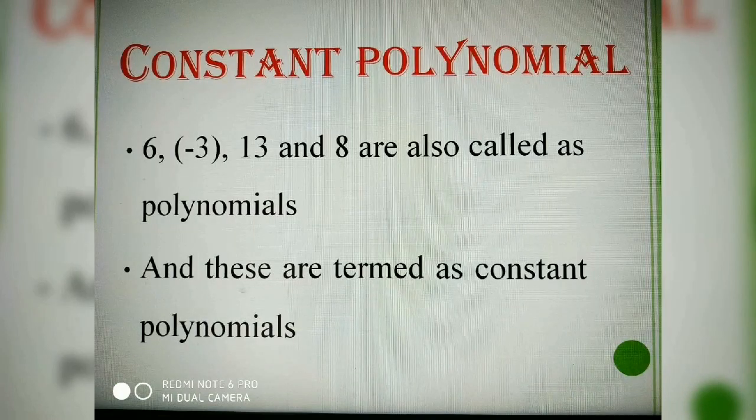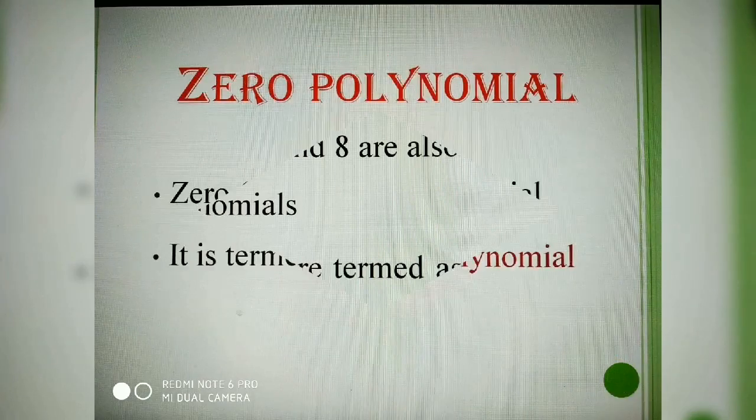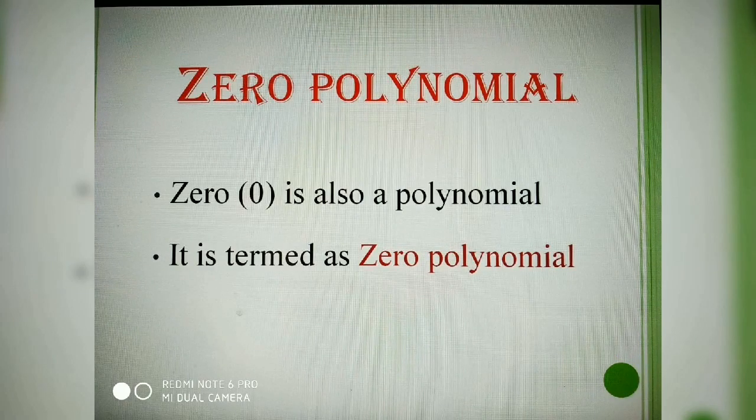What is a constant polynomial? 6, minus 3, 13, 8, any number is also called a polynomial, and these are termed constant polynomials. Then zero polynomial. The number 0 is also a polynomial. It is termed the zero polynomial.